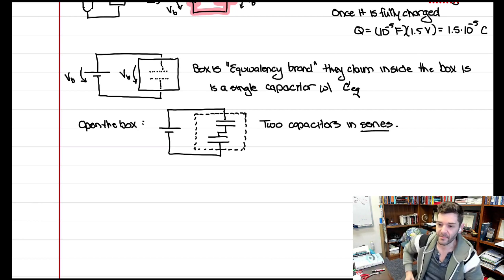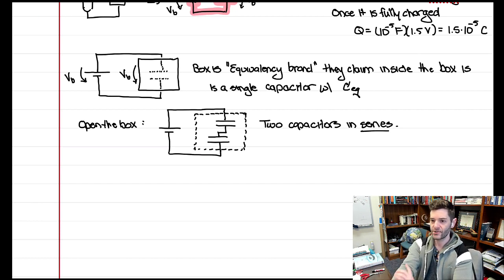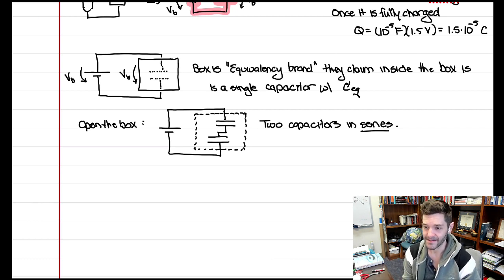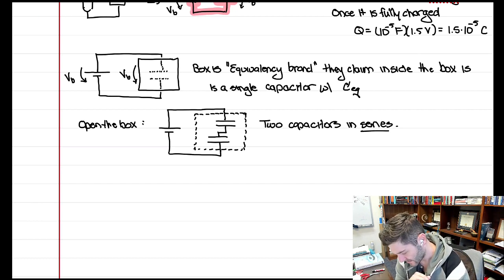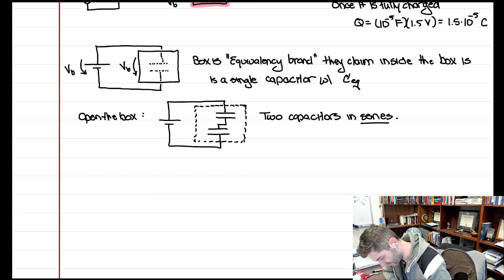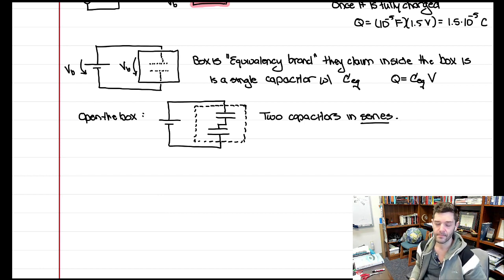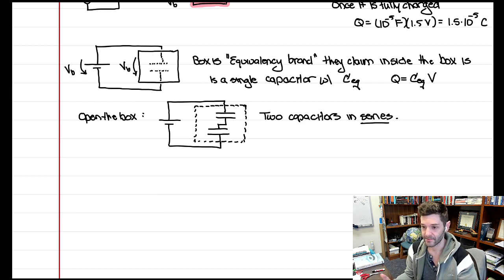And they don't necessarily have to be identical capacitors. They could have different capacitance for each. But the idea is that when the box was closed, we said above that there's a relationship between the charge that's being built up, this equivalent capacitance, and the potential difference across the box. Particularly, the potential difference across the box better be the potential across the battery.